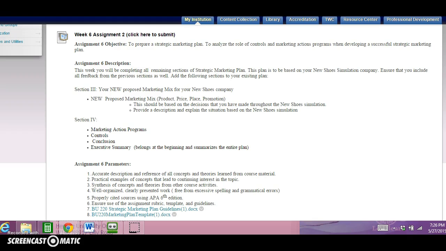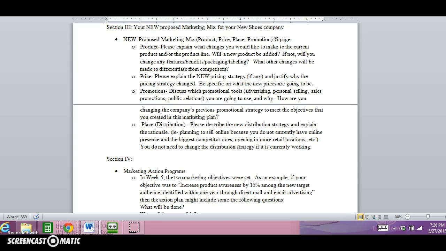Okay, so I want to make sure that I am clear on that. So now I will look at the guidelines and template and walk you through that process as well for week 6. Let's start with section 3 again. Now, this section is going to be approximately 3/4 of a page.